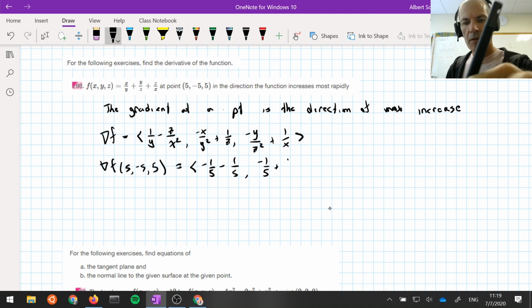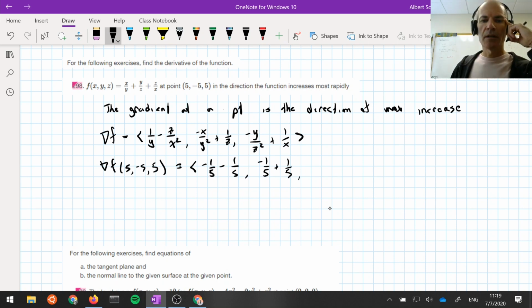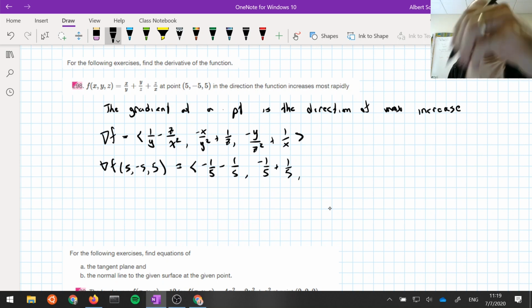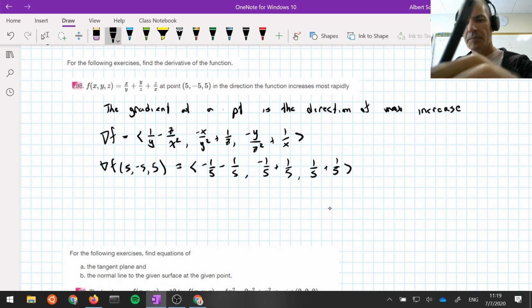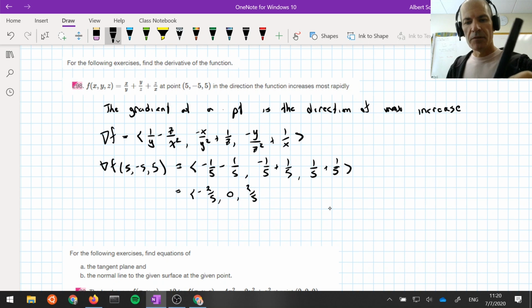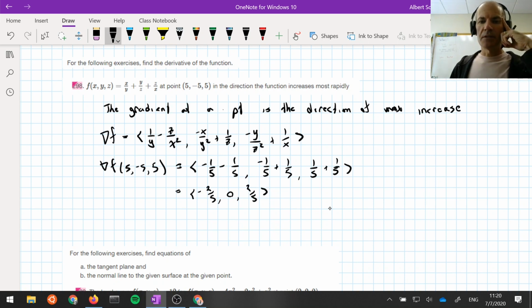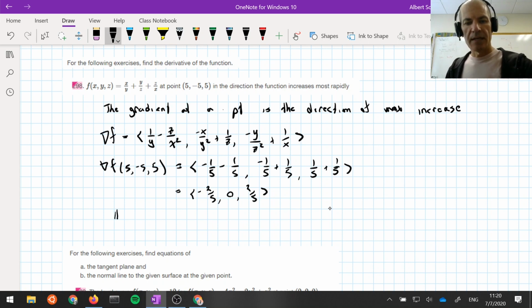Plus 1/5. And in the last coordinate, we have 5 over 5 squared, so 1/5 plus 1/5. Simplifying a bit, we get negative 2/5, 0, and 2/5. That is the direction in which the function increases most rapidly, and the derivative in that direction is simply the magnitude of the gradient.